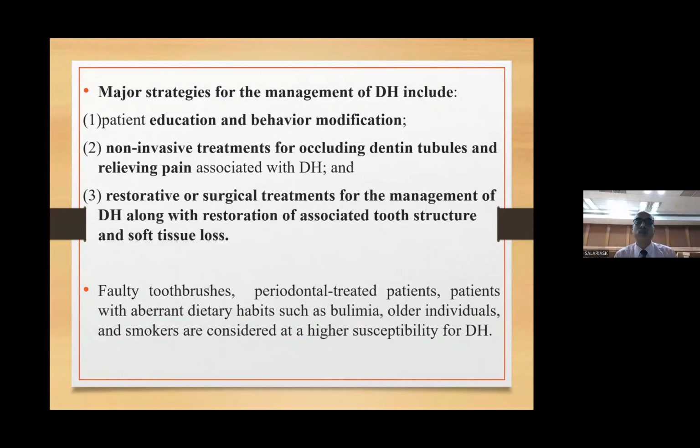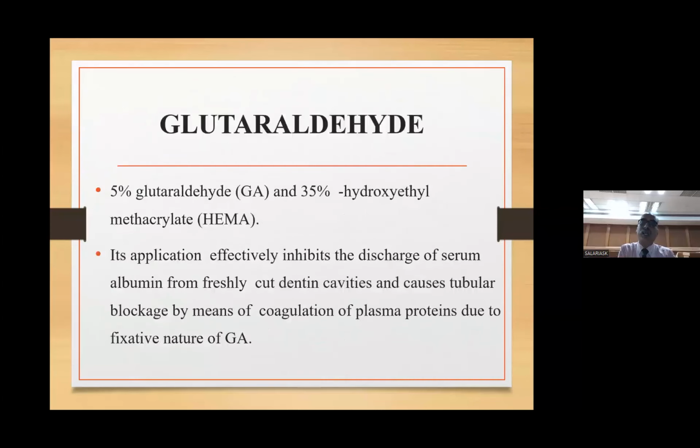5-ethyl methacrylate, and its effectiveness has been evaluated and is observed that it inhibits the discharge of serum albumin from the freshly cut dentine cavity and causes tubular blockage by means of coagulation of plasma protein due to the fixative nature of the RNA. But long-term studies and supporting evidence are not available till date.